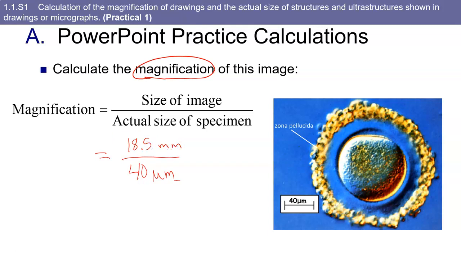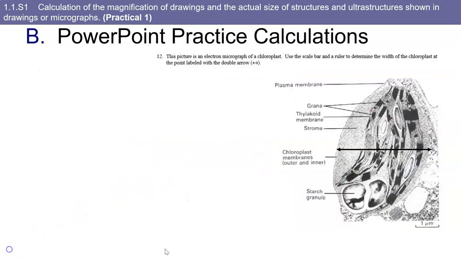Well, we know that we have a problem here because we can't have two different units on the top of a fraction, so I need to convert my millimeters to micrometers by multiplying by 1,000. I now have 18,500 micrometers over 40 micrometers. If I put that into my calculator, I end up with the magnification being 462.5, or it's magnified that many times.